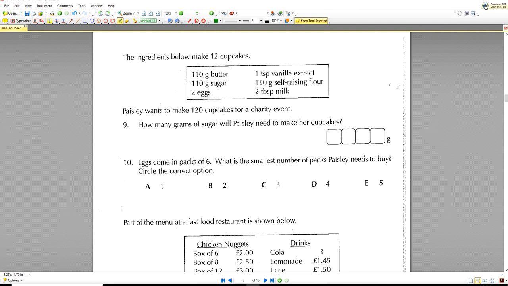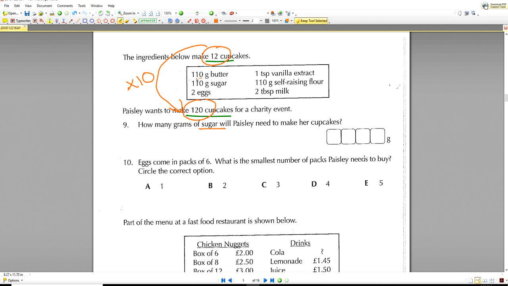Question number 9. Paisley wants to make 120 cupcakes, and this is the ingredients for 12. How many grams of sugar does she need? So we need to first of all work out the multiplier. How does 12 become 120? Well, 12 becomes 120 by a factor of 10. So we're going to make 10 times the number of cakes, so we need 10 times the number of ingredients.